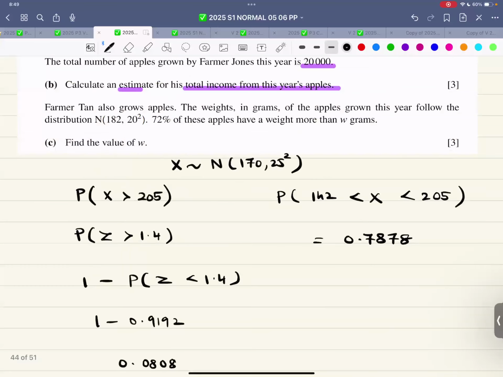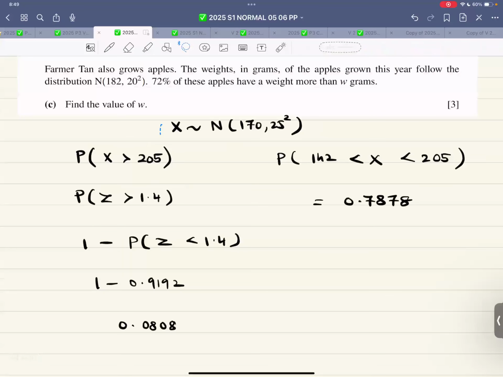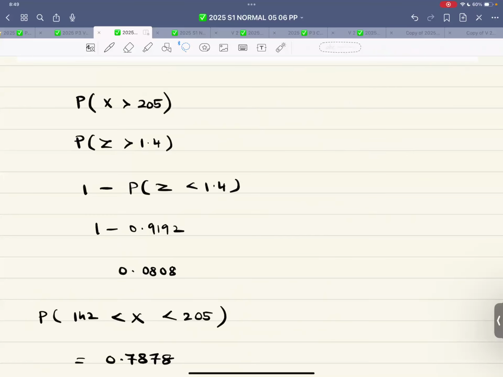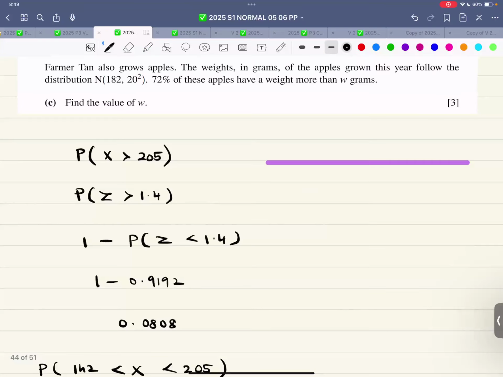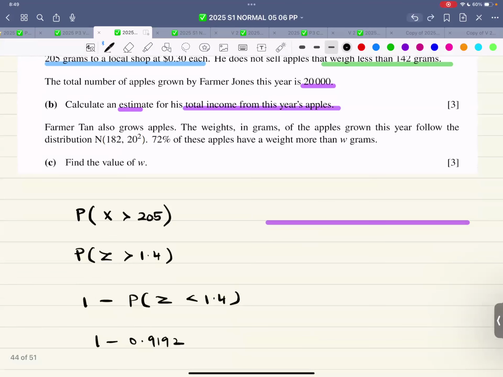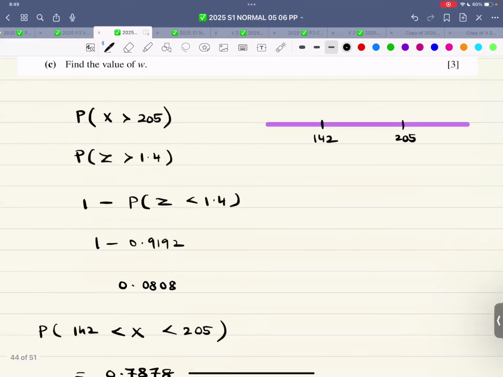Now, let me draw a number line and make a bit of adjustment. Let me take this and put it downstairs like this, and draw a number line over here. There are two values that are of importance to us. One is 142, the other one is 205. Greater than 205, let me highlight it. That is this part, so greater than 205 is 0.0808.